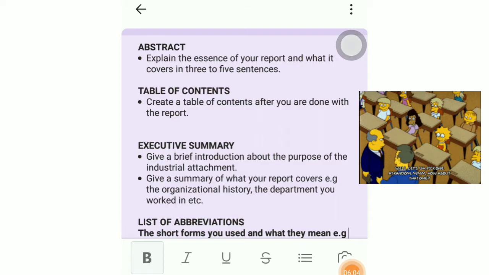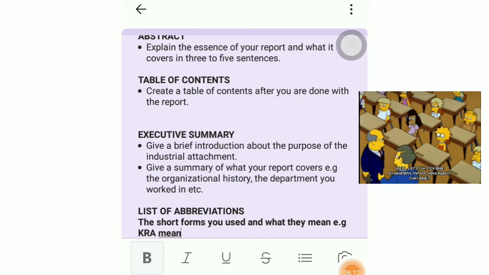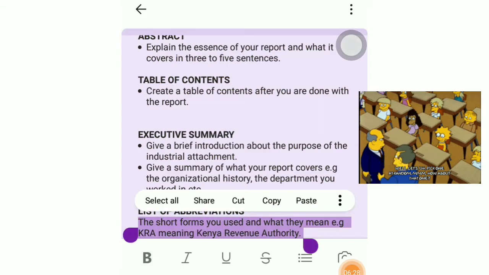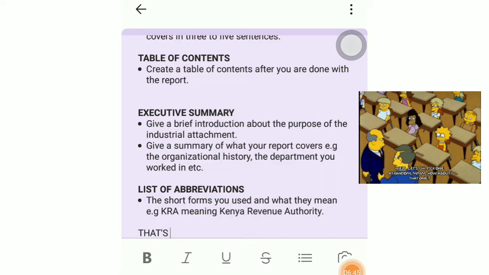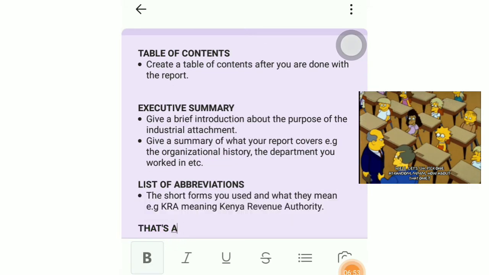The next thing you need to do is to create a list of abbreviations, which is going to explain the meaning of the short forms you have used in your report. And that is it for the preliminary pages. Now, what you're going to look at next is the chapters.